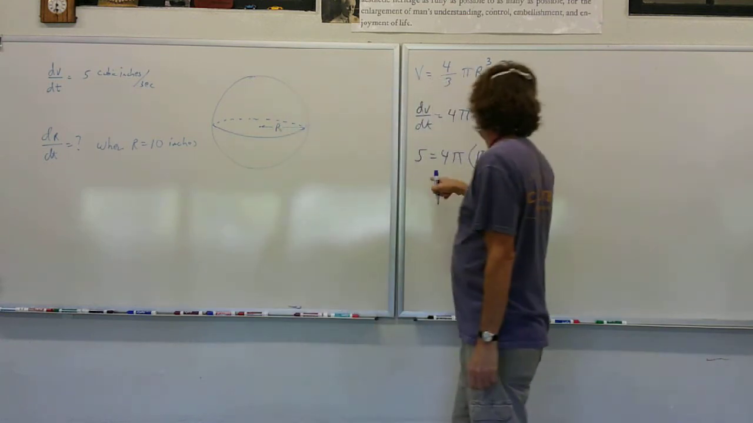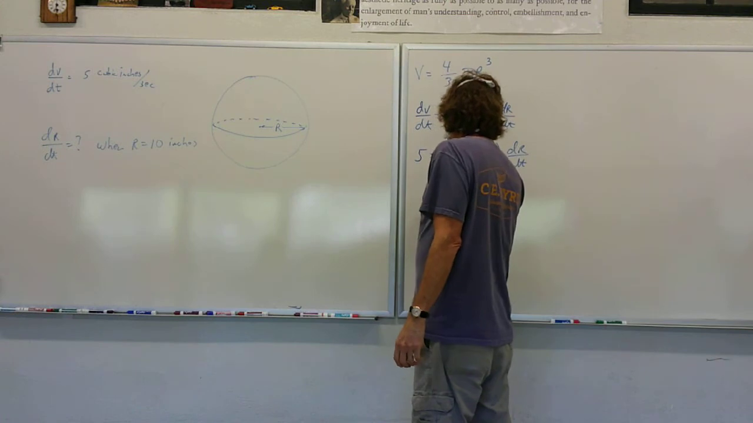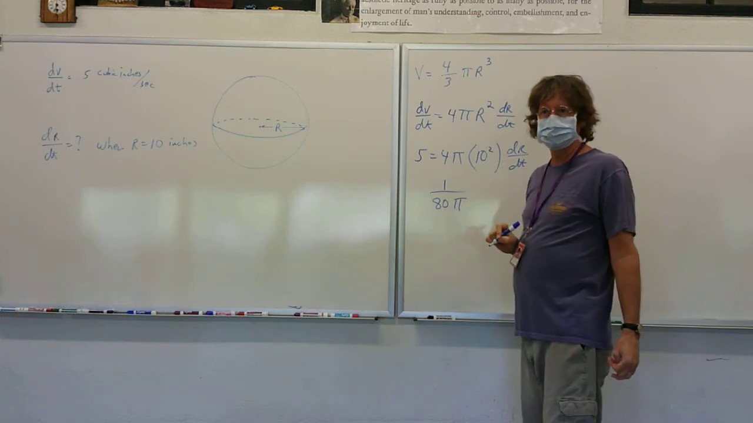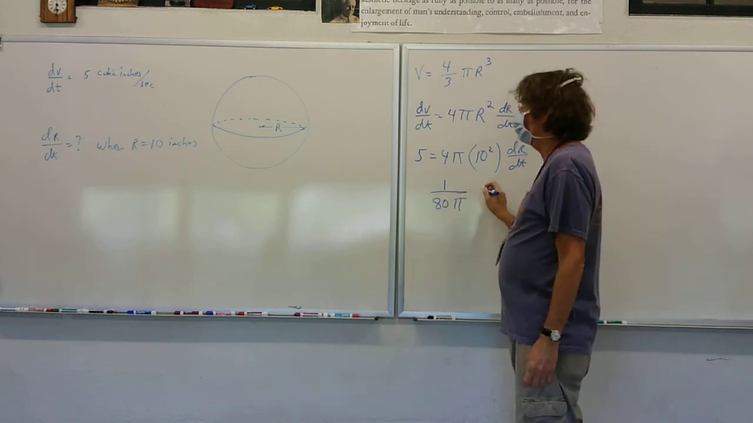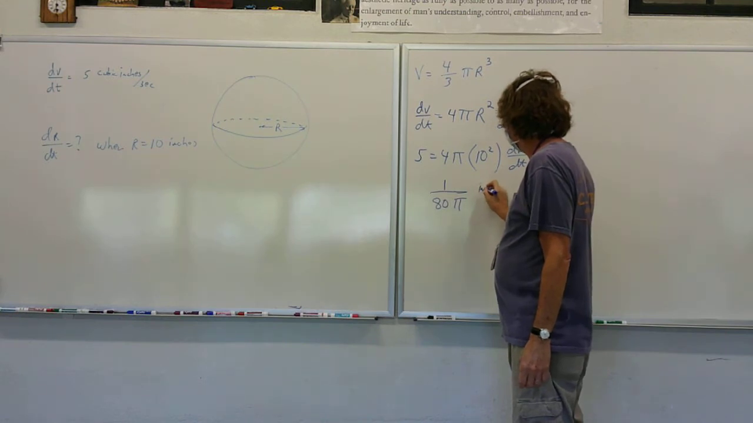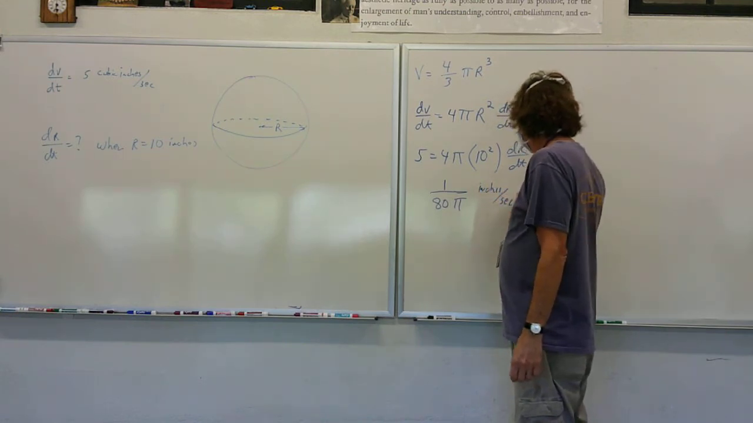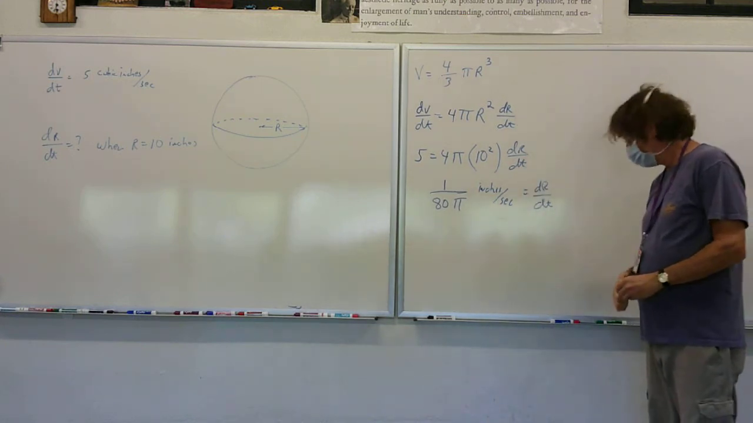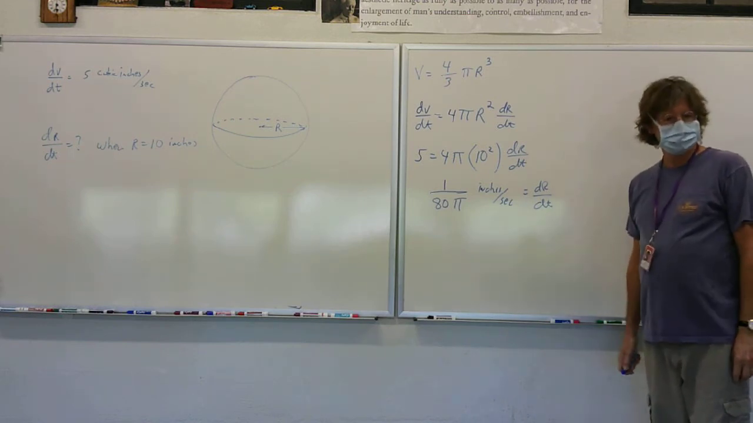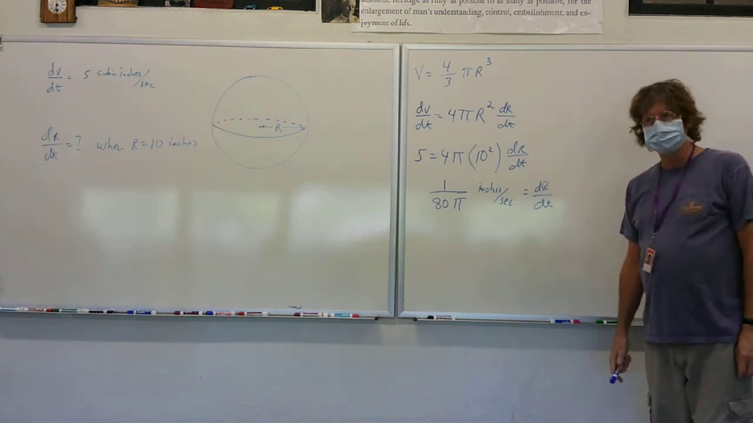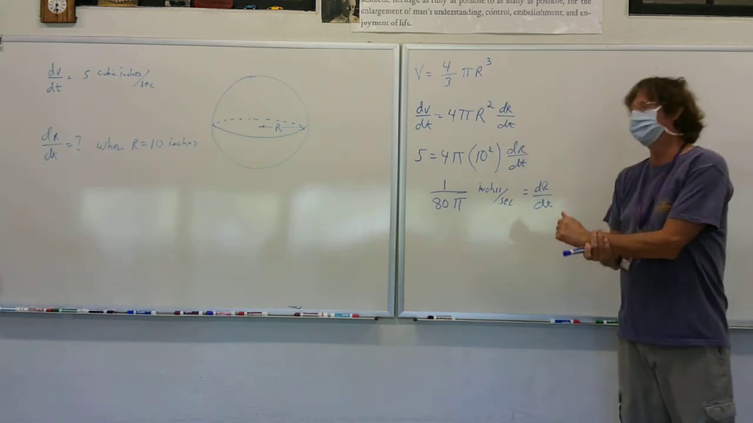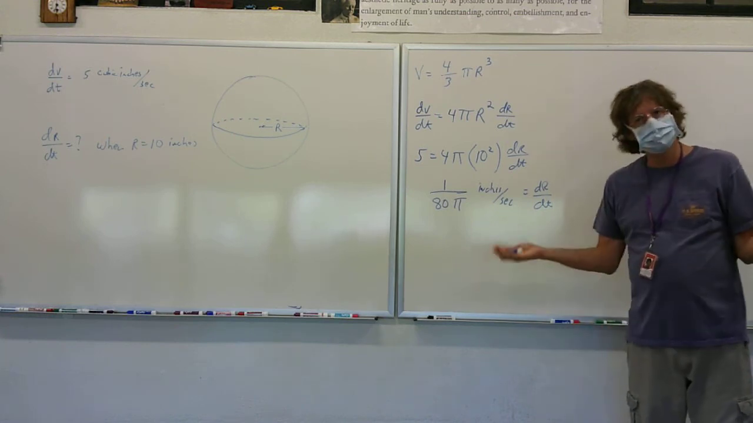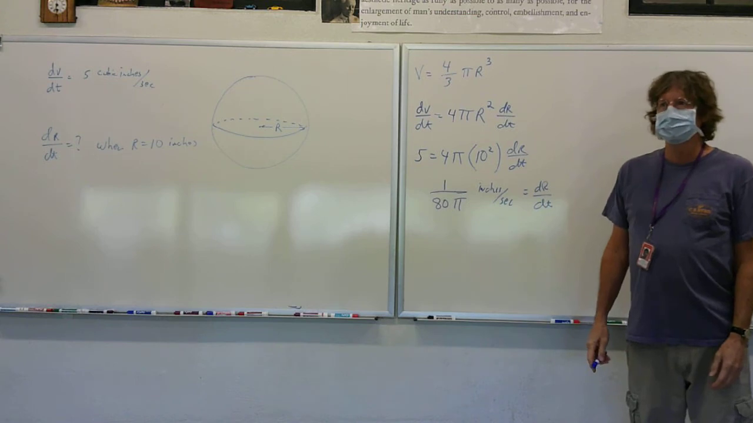Okay, that's 100, so you get 5 over 4 pi times 100, which is 1 over 80 pi. Now, I'm going to give you a little note here. See that pi? You make sure we know it's in the denominator. 1 over 80 pi inches per second equals dr over dt. Pretty cool. These are nice because anytime it's a volume or an area or something like that, they're usually pretty easy because it's just a geometric formula that you already have.